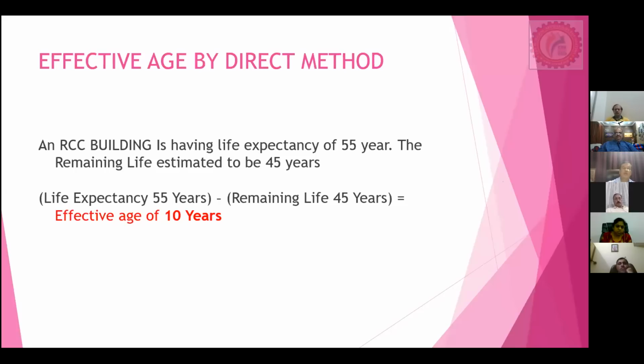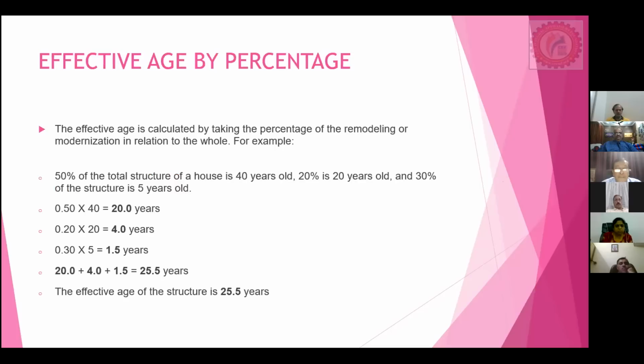Because I have shown the different cases. Now, the effective age by the percentage method. Now you have seen a number of photographs. In almost all the photographs, some part of the old building will be there, and some part of it will be added. Am I right? Now you just see this example. The effective age is calculated by taking the percentage of remodeling: how much percentage of the old building is retained and how much percentage of the new building is modernized. That means remodeled, otherwise modernized.